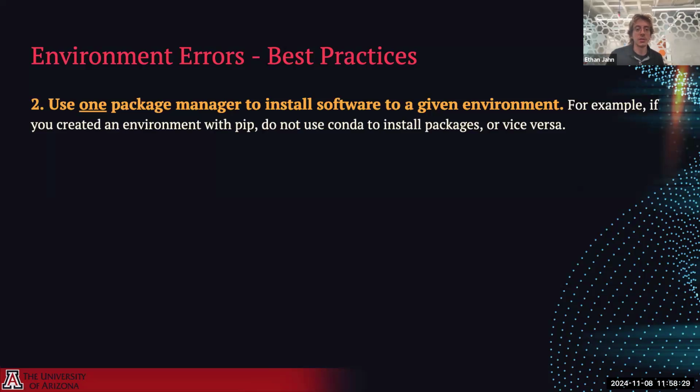So another best practice here is to use one package manager to install software to a given environment. For some software like Python, there are multiple package managers available. But if you are creating an environment with one package manager, then stick to that. Don't try to switch it up. If I create an environment with pip and then I find out I need another package that's only available via Conda, then I should create a new environment with Conda for that package. I shouldn't try to install that package in my pre-existing pip environment. So don't cross the streams.